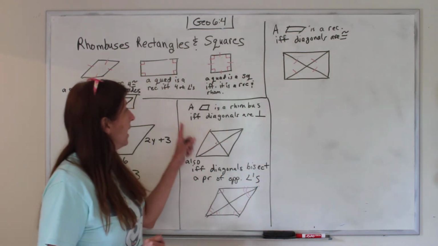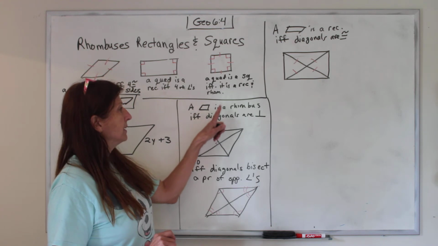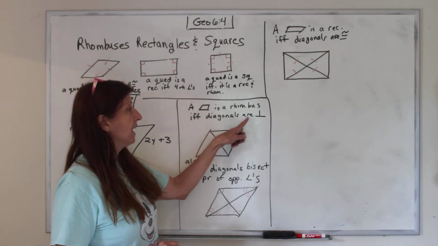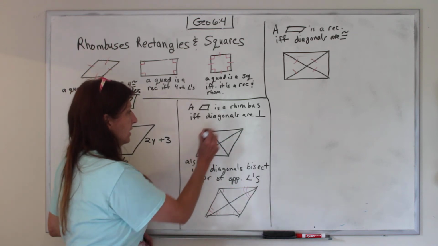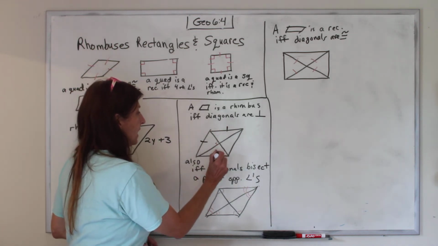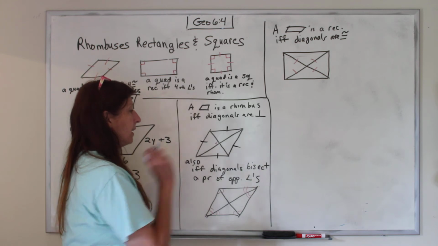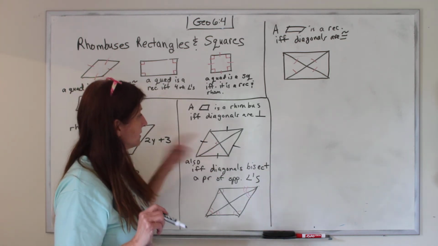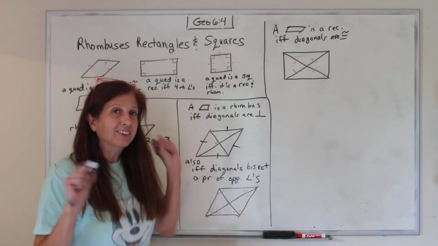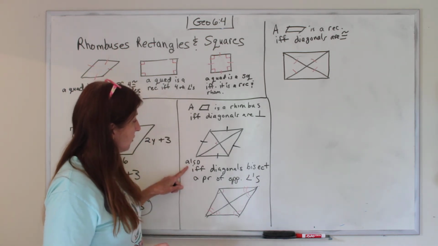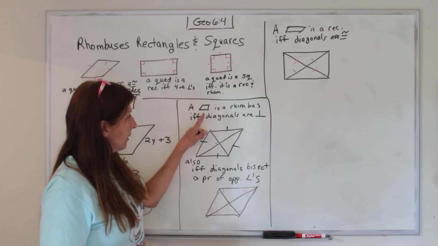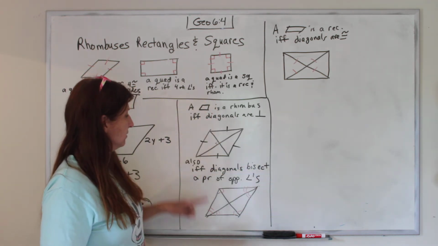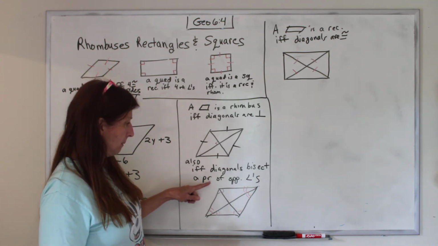Okay, here's another one. A parallelogram is a rhombus if and only if its diagonals are perpendicular. So here's my rhombus. Those sides are all equal. I drew the diagonals, and notice I did way better than usual because it really does look like a right angle. Yay, go me.